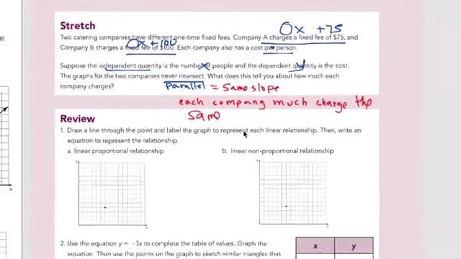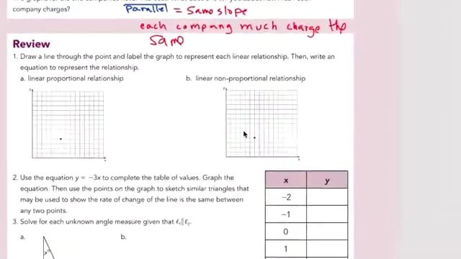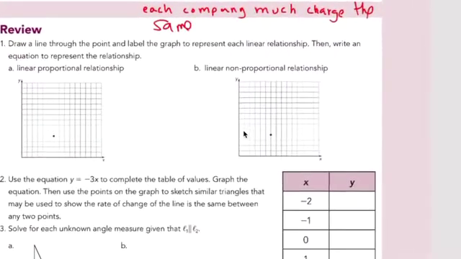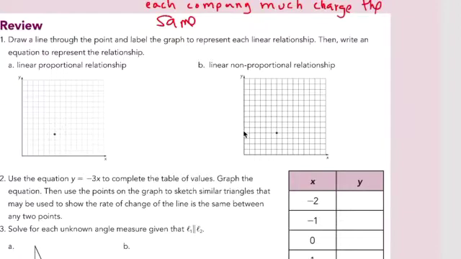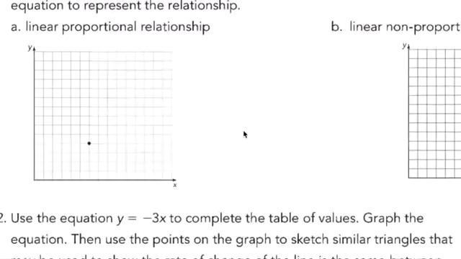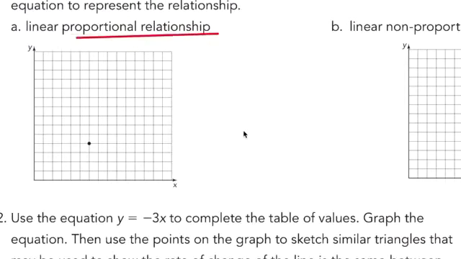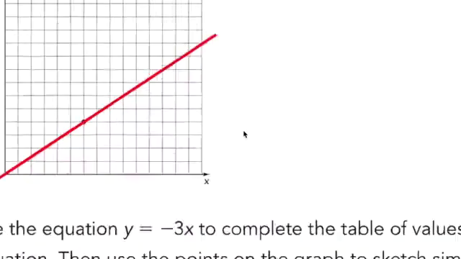That's what it means. Okay, so that's your homework. Review, draw a line through the point and label the graph to represent each line's relationship. Then write an equation to represent the relationship. Linear proportional relationship. That means it goes through 0, 0. Okay, proportional means goes through 0, 0.